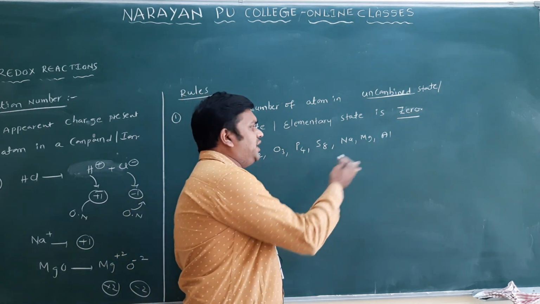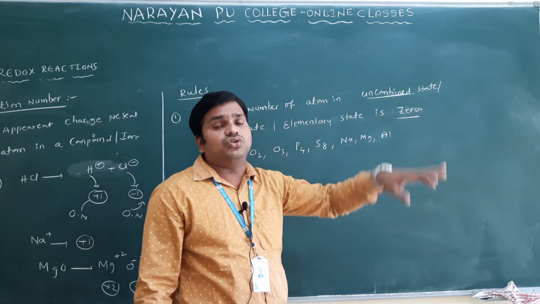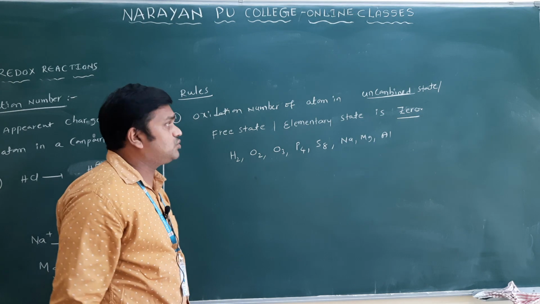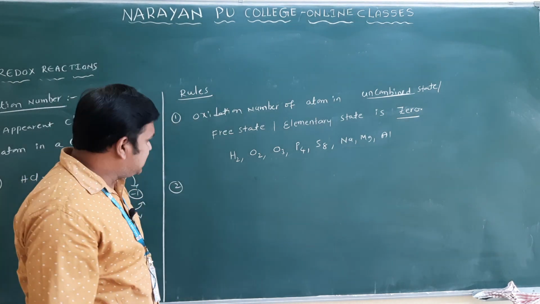If we take the pure form of the metals, those oxidation numbers we take as 0 only. This is the first rule for the calculation of oxidation number. See, the second rule we have.